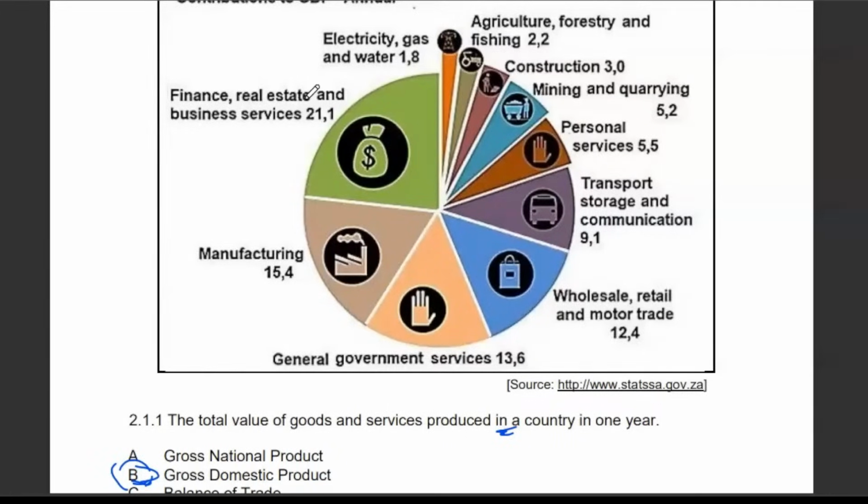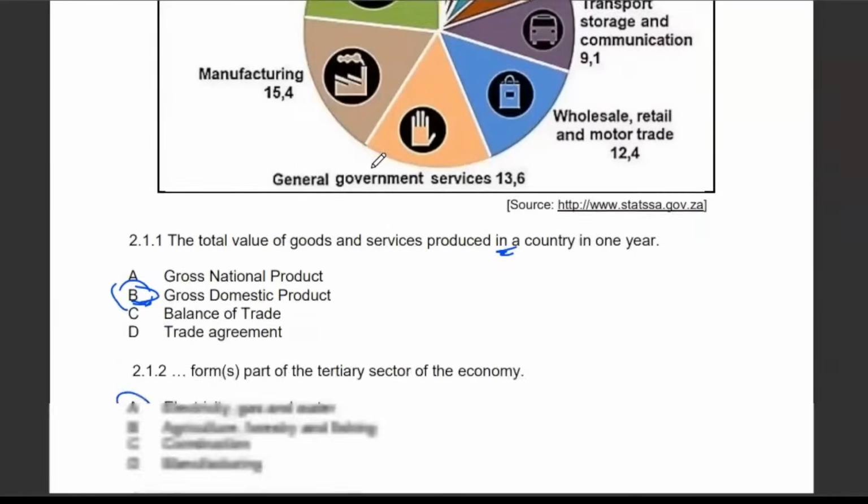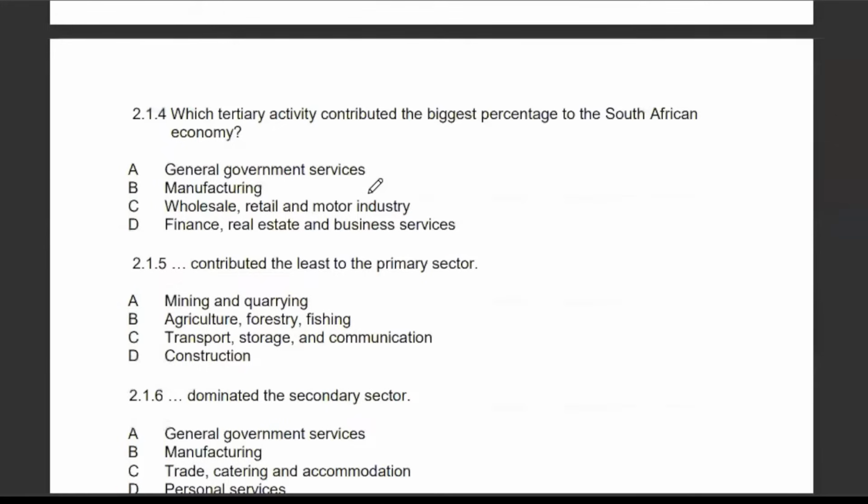So if you compare, this one gives us the highest figure. So finance, real estate, and business services. Finance, real estate, and business services at D. That is the correct response.